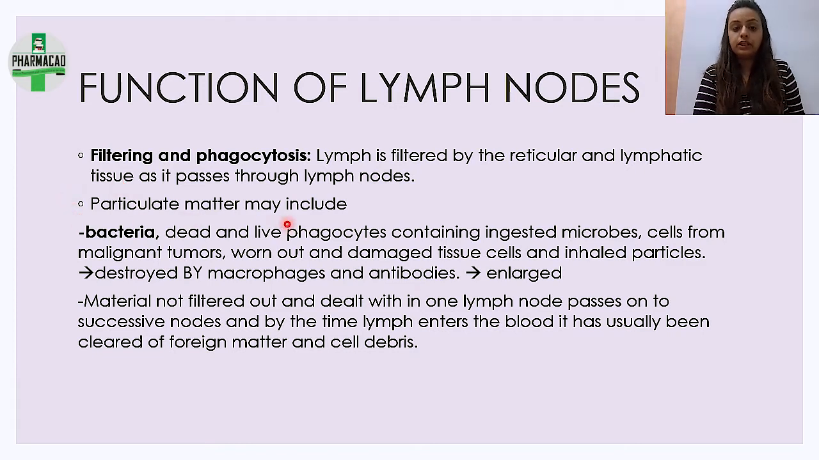Particulate matter includes what needs to be killed or filtered. One, bacteria have to be killed. Dead and live phagocytes containing ingested microbes also have to be killed. Cells from malignant tumors, it tries really hard to kill them off. Worn out and damaged tissue cells and inhaled particles, all of these are taken to the lymph nodes through the lymph channels and they are acted upon here. They are destroyed by macrophages and antibodies.